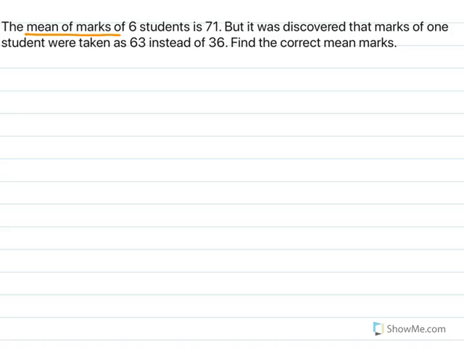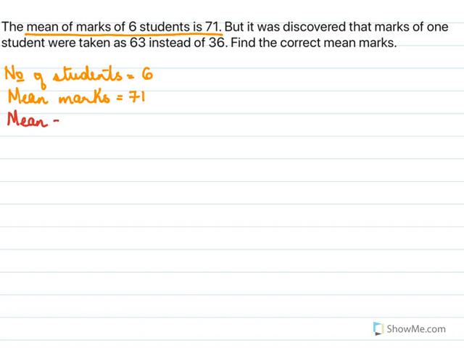The mean marks of 6 students is 71. So the number of students equal to 6 and the mean marks equal to 71. We know the formula for mean. Mean equal to sum over number of observations.